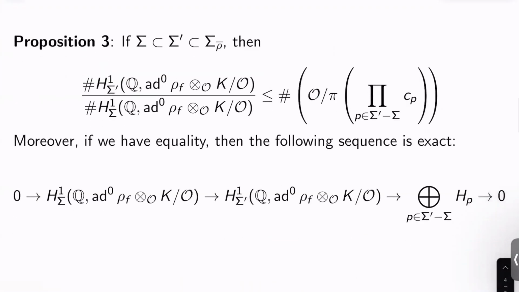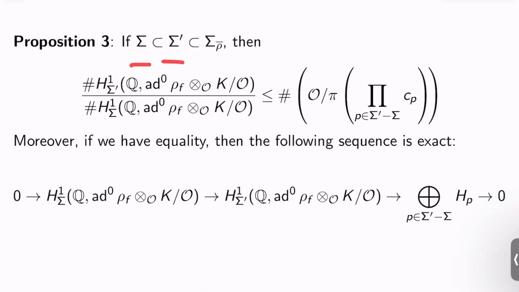Okay, here's the key proposition. It's a crucial bound on cohomology. It tries to keep track of how big the type sigma cohomology groups grow as you increase the size of the finite set of primes involved. And we'll call this proposition 3.